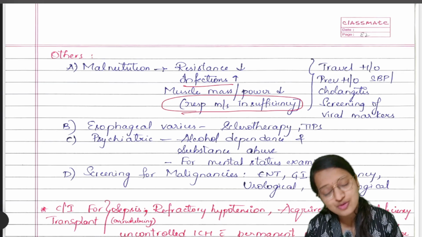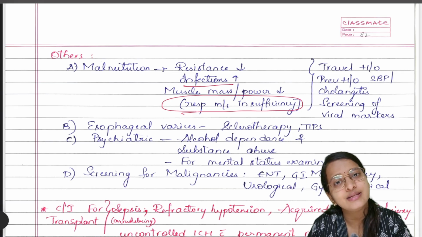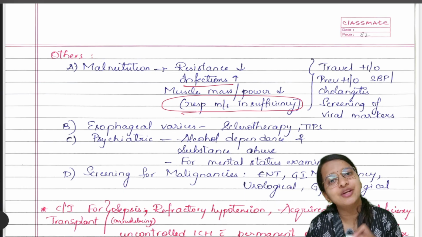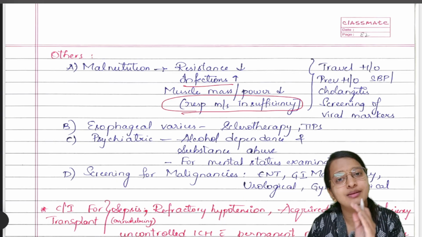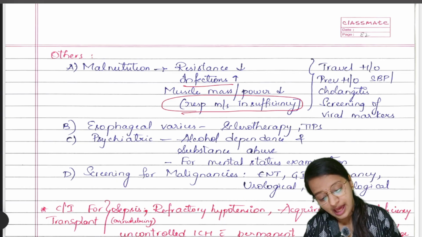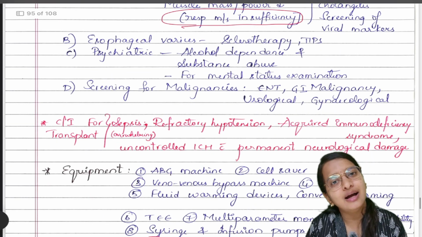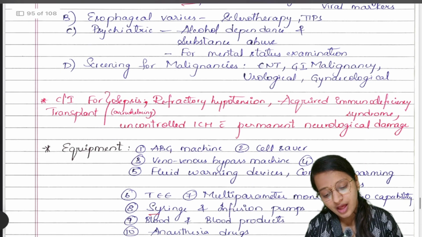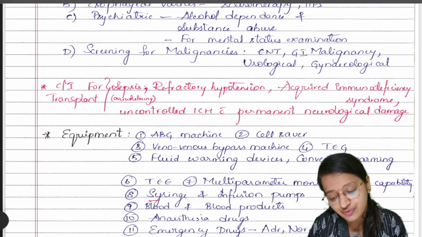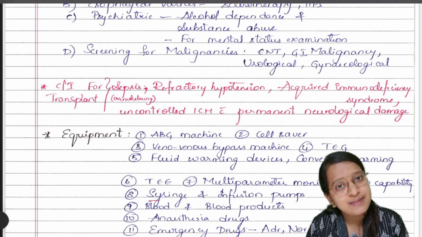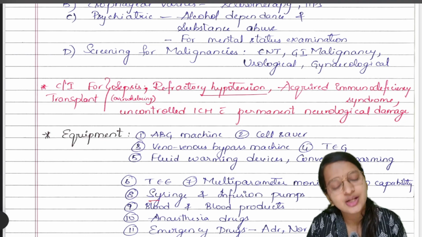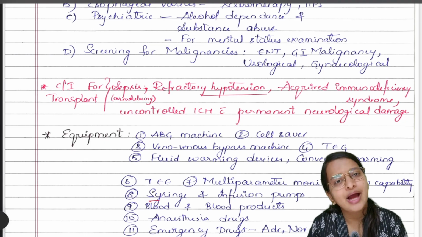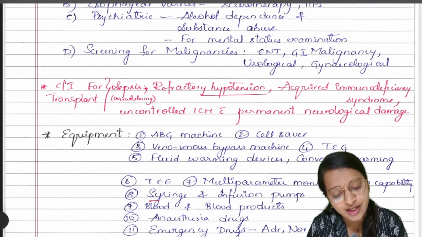We also have to look for any psychiatric issues because these patients may be alcohol dependent or drug addicts. So we have to differentiate between hepatic encephalopathy and the psychiatric issues, and we have to screen for other malignancies. So what are the contraindications for transplant? Overwhelming sepsis, refractory hypotension, acquired immunodeficiency syndrome, and uncontrolled intracranial hemorrhage with permanent neurological damage.